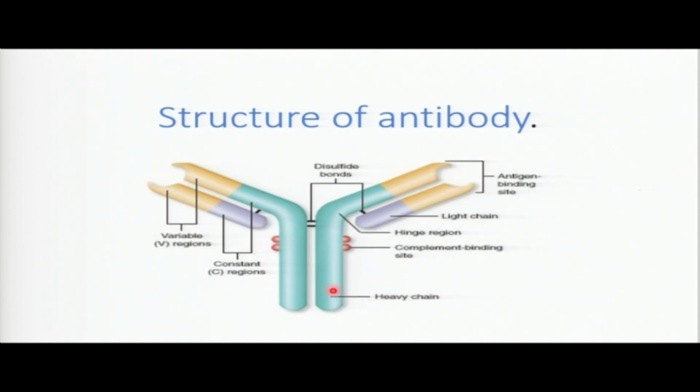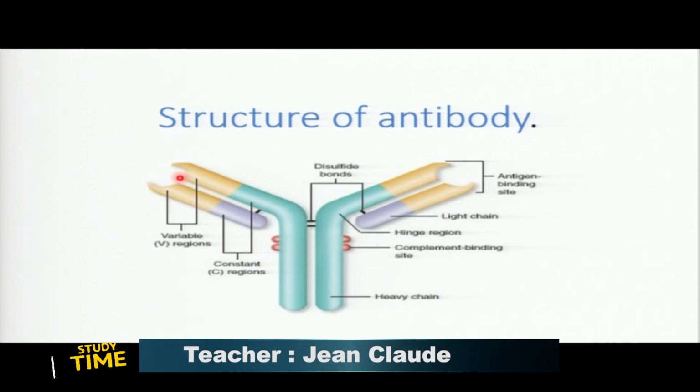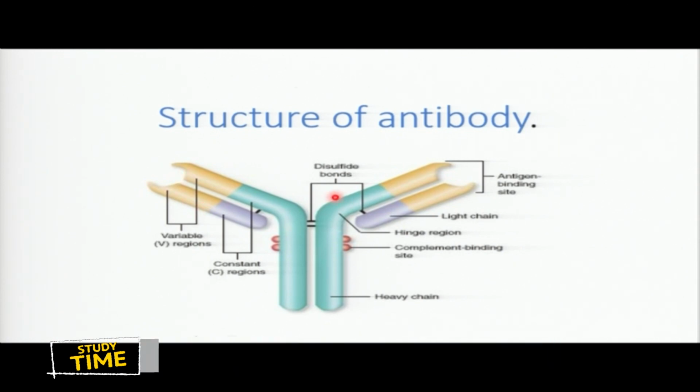And then we have another one, they are small. Those are two small chains. So this one, they are what? They are light, they are not heavy. And then at the end of this chain, we do have what we call the antigen binding site, where antigen can bind. Are we together? So now, those chains are bound together by what we call disulfide bonds.